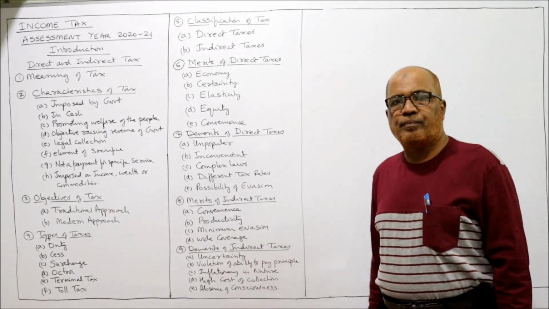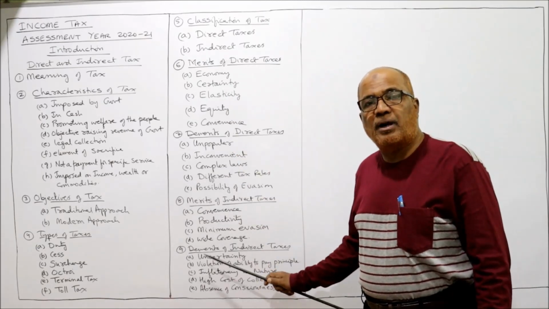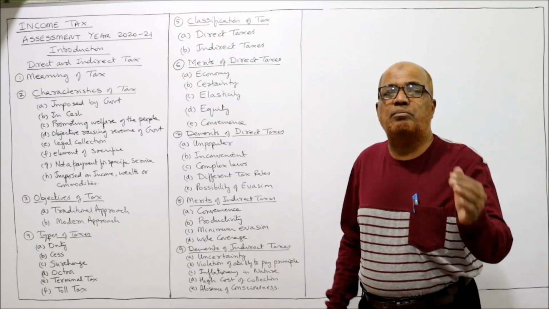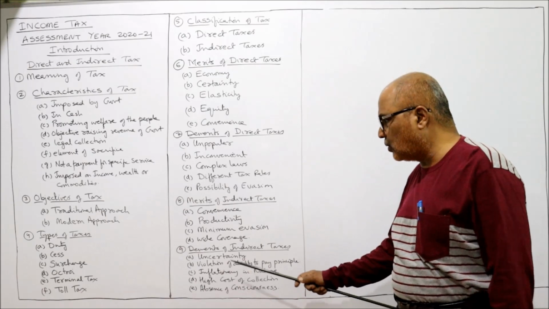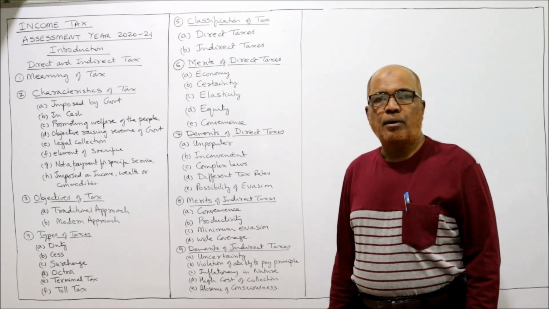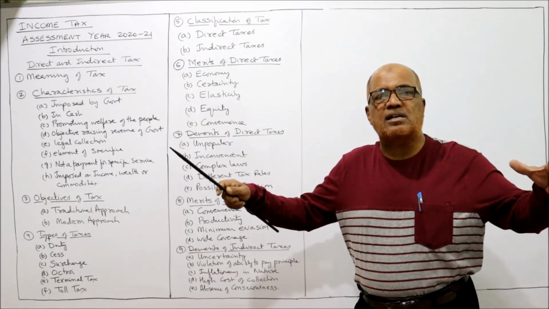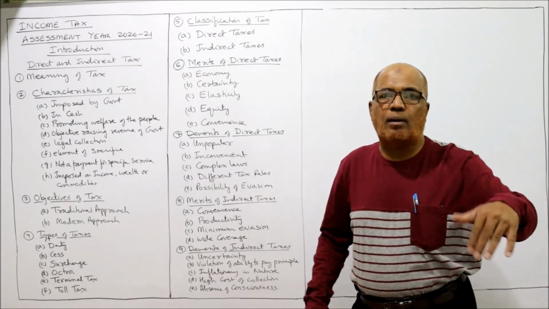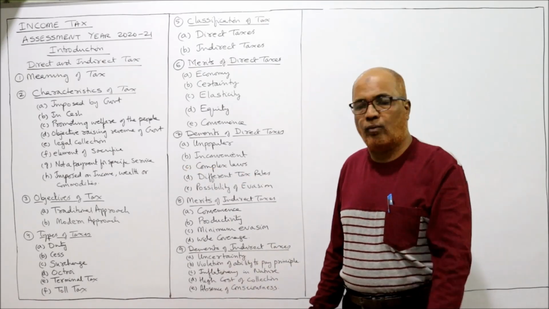Then minimum evasion. The tax evasion possibility is more in the case of direct taxes, but in the case of indirect taxes, the evasion possibility is less because the tax amount is included in the price of the goods. Wide coverage. Because we consume so many goods, so many services, for each and every good we are paying the tax. The coverage of tax is huge, so the government will get more revenue.